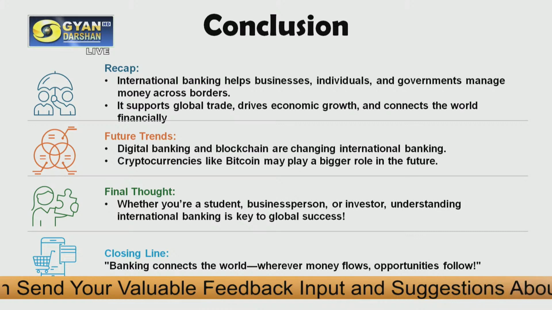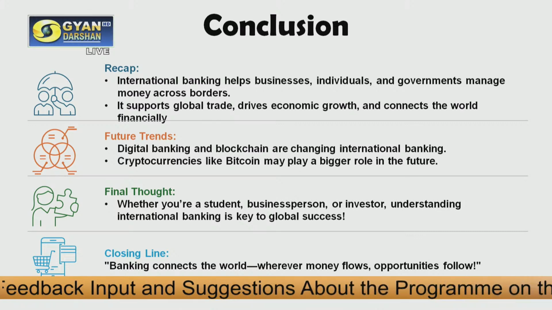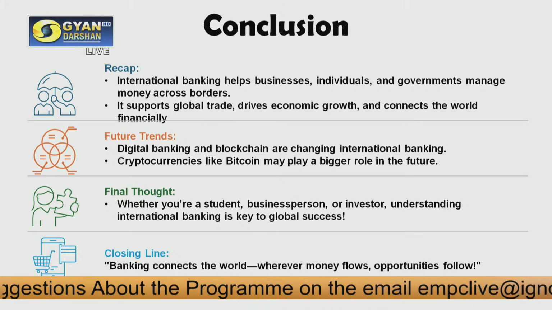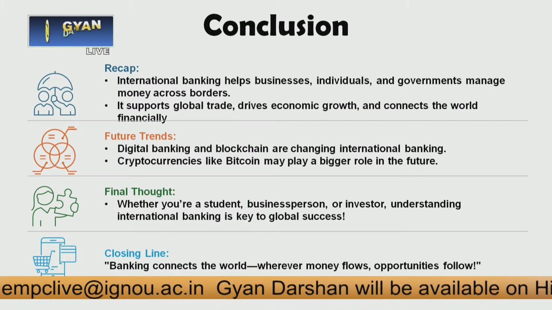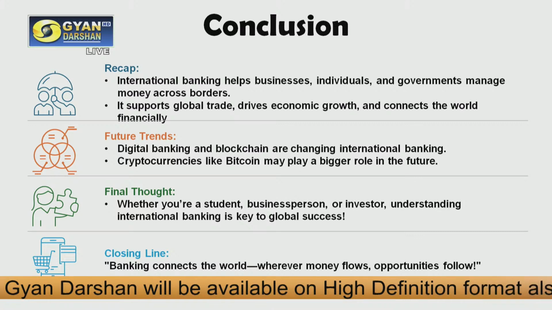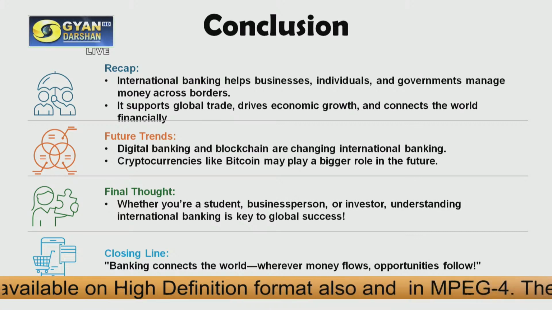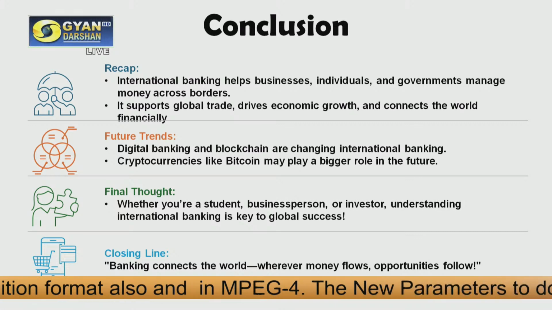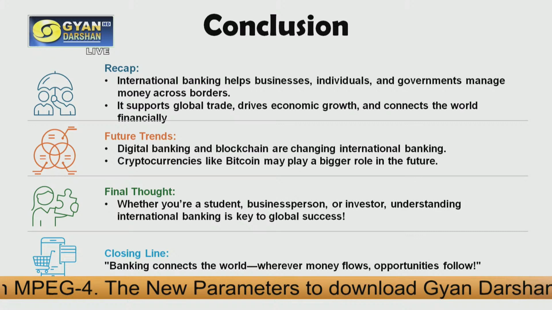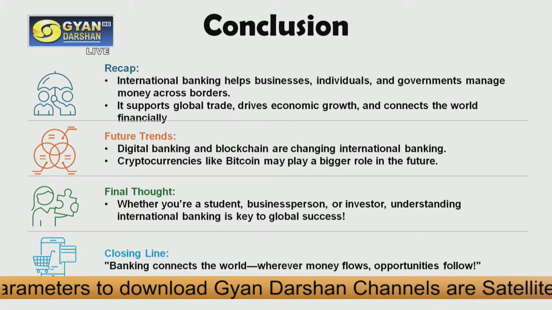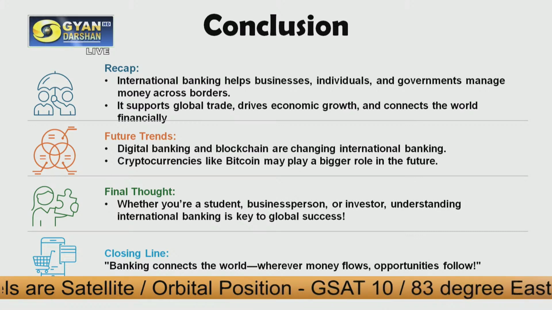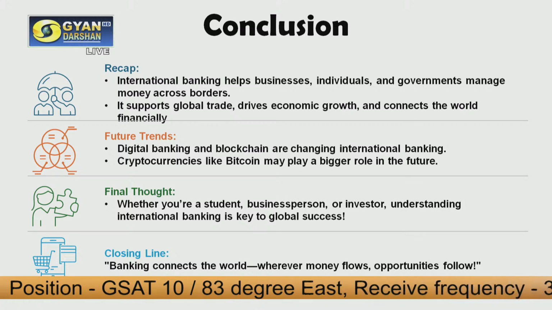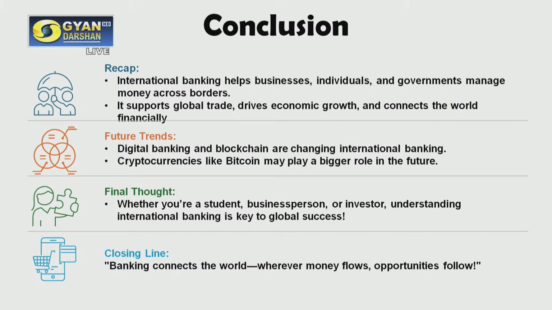Next, what are the future trends, friends? Because we know technology is changing like anything, at a fast pace. We have been observing that artificial intelligence, machine learning, deep learning, all these new technologies are going to be part of banking operations. So the future trend may be that digital banking and blockchain are changing international banking. These technologies will be embedded in times to come in international banking. Already artificial intelligence and machine learning are part of international banking operations.